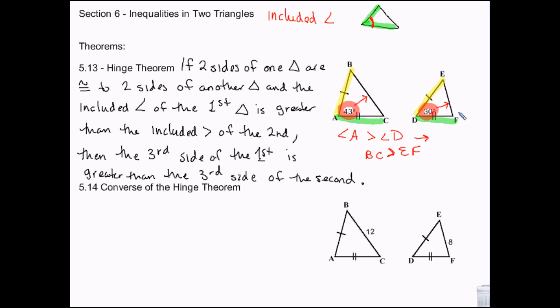So as long as two sides are the same, and you remember how we had side angle side for triangle congruence? The two sides are the same, but it's the angle in the middle that's different, and that's why the triangles aren't the same size, because that angle opened up further in one than in the other, which made the third side longer.